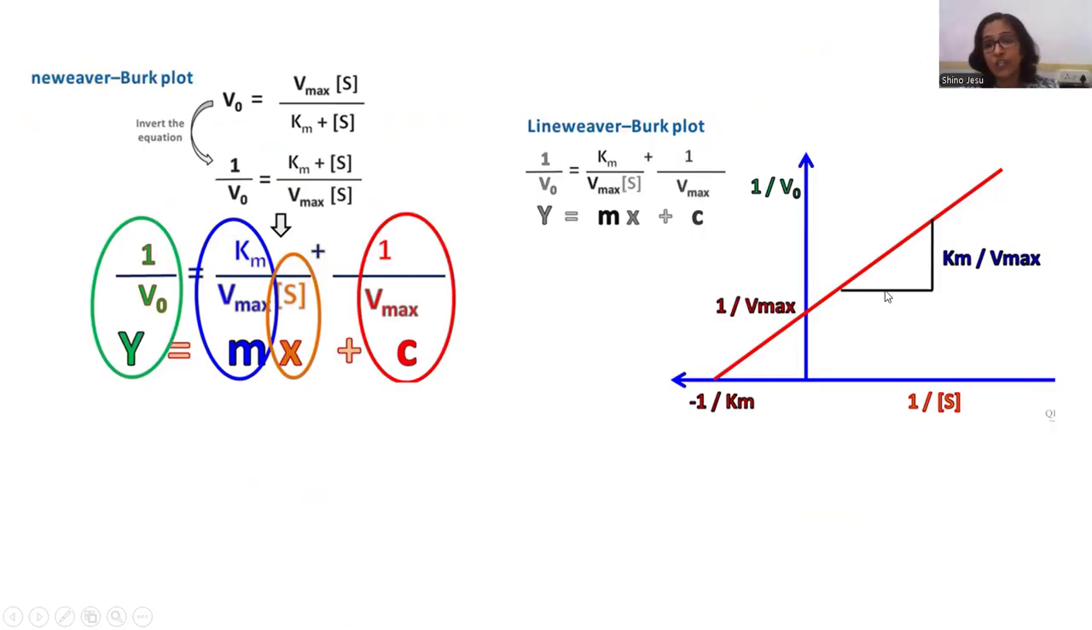So when we plot here 1 by substrate concentration against 1 by V naught, the slope will be Km by Vmax, the y-intercept will be 1 by Vmax, and the x-intercept will be minus 1 by Km.